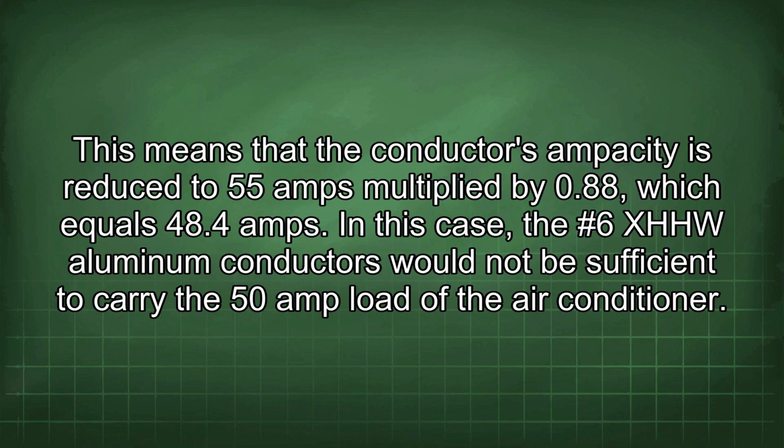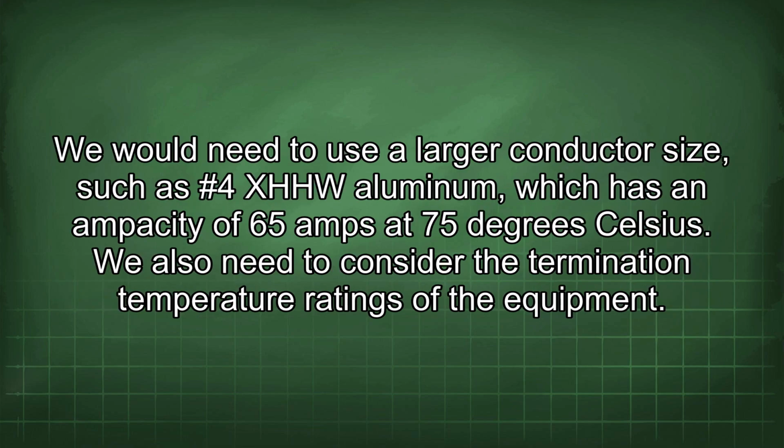In this case, the #6 XHHW aluminum conductors would not be sufficient to carry the 50 amp load of the air conditioner. We would need to use a larger conductor size, such as #4 XHHW aluminum, which has an ampacity of 65 amps at 75 degrees Celsius.